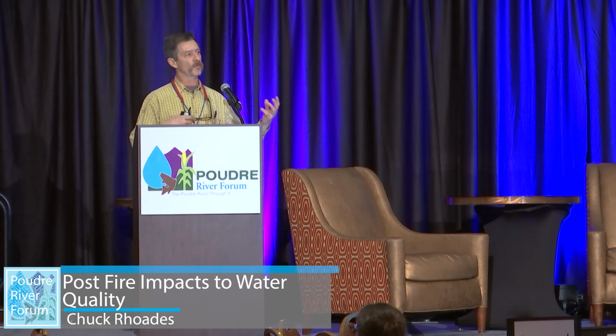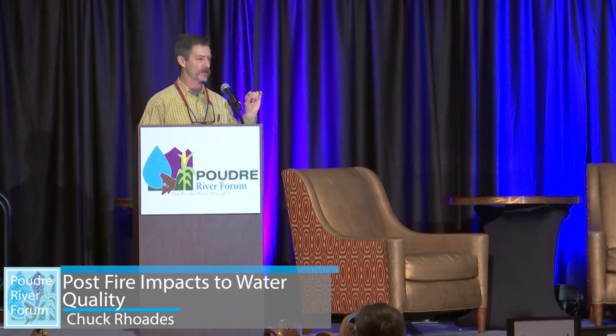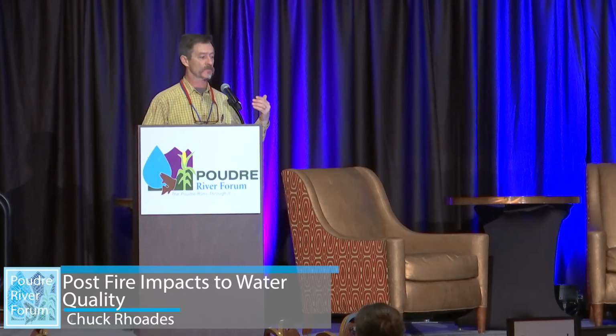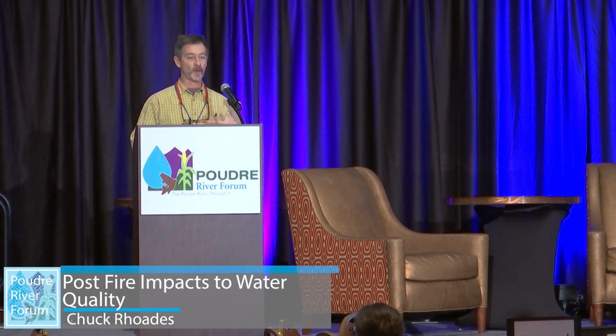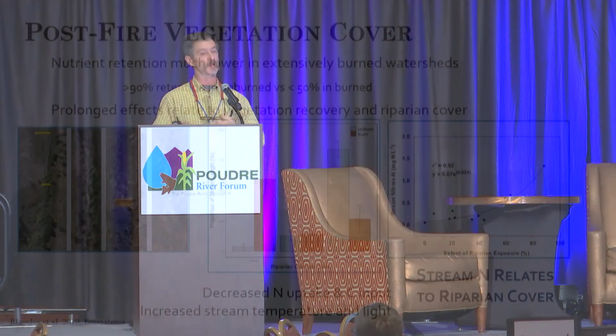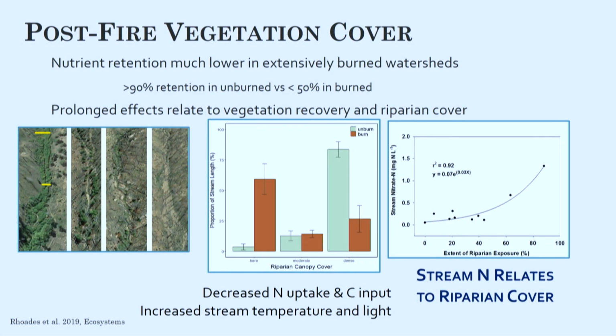So some of the things that we're talking about is this drastic change in the retention of nutrients in these watersheds. The riparian areas are much more exposed, and they're linked with the amount of stream nitrogen. So if we look across our watersheds, the more riparian area, the lower our nitrogen release. So we have a link between the amount of nutrient release and the vegetation.